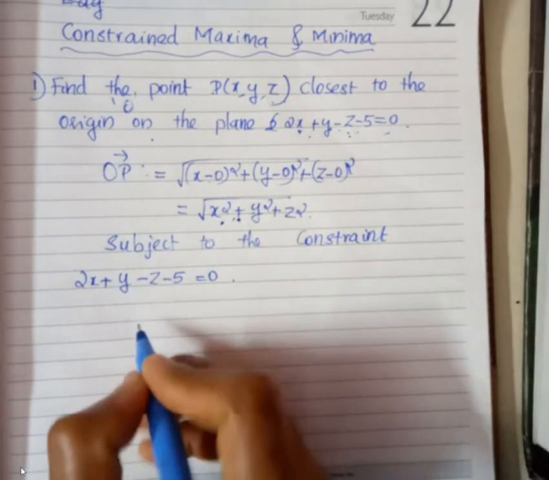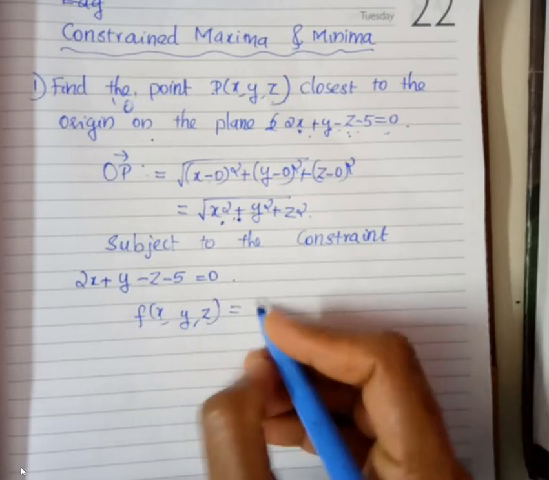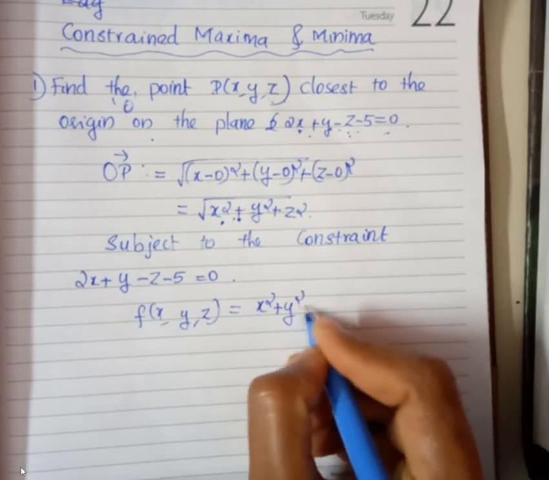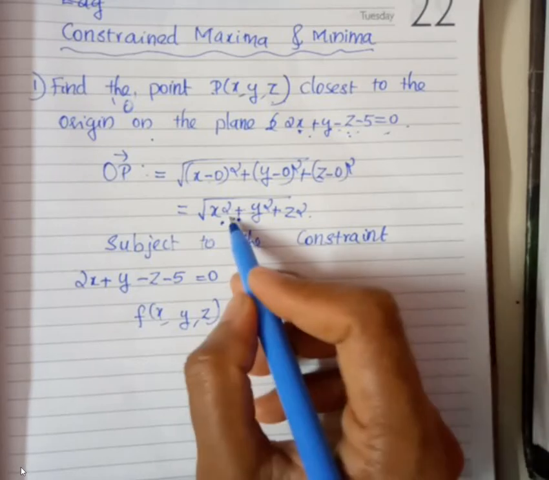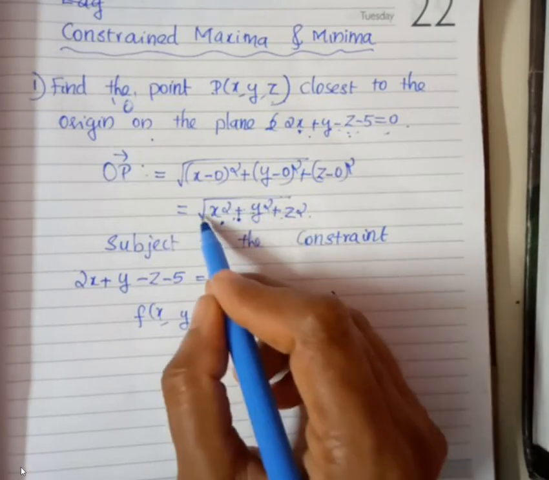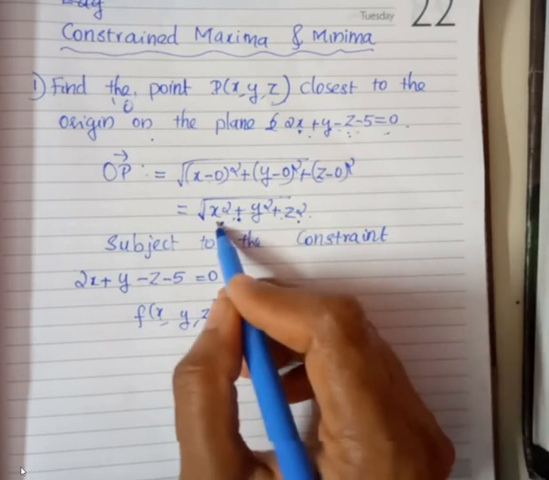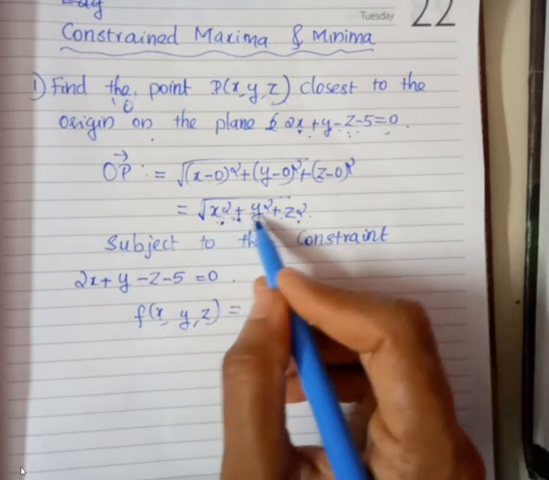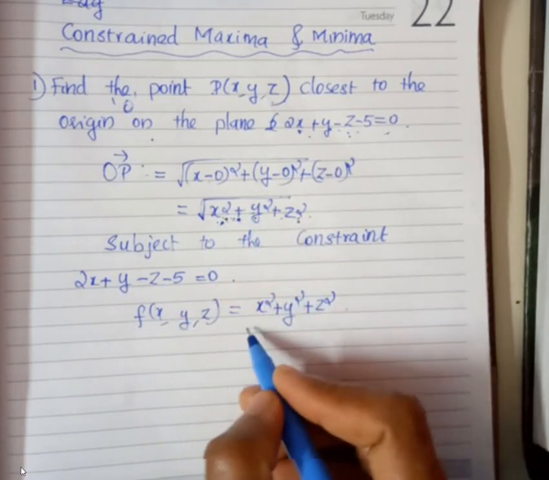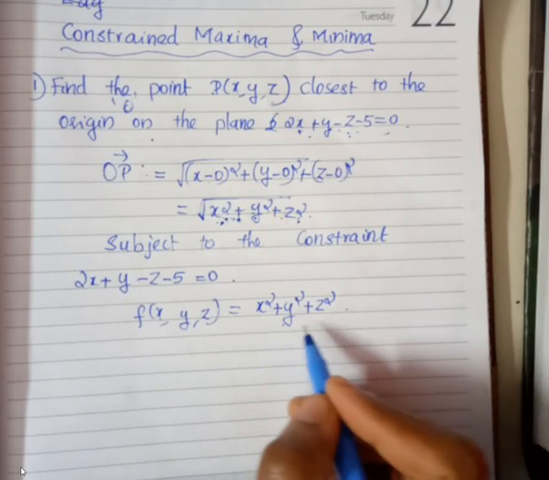Okay, so I'm substituting the function as f of x, y, z, not considering this square root. We have to minimize this distance, so that means we have to minimize this function. In order to minimize the square root of this function, we only need to take the function x square plus y square plus z square. So I am considering f of x, y, z equal to x square plus y square plus z square.